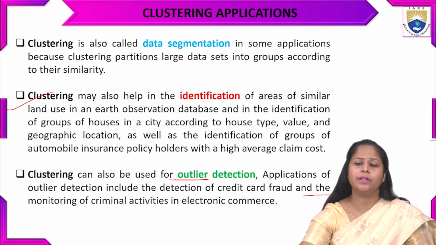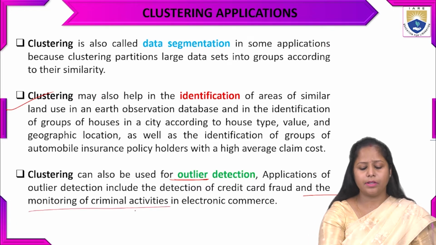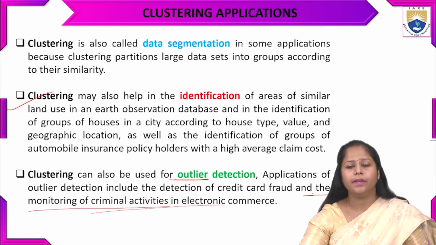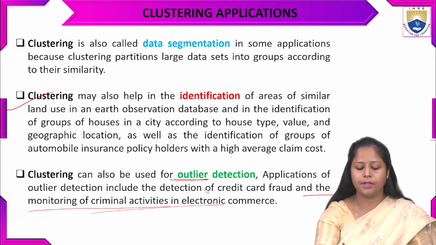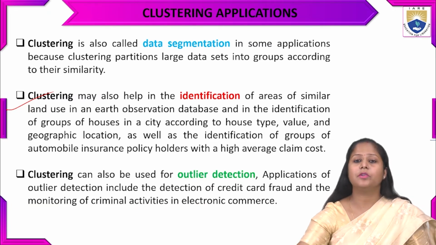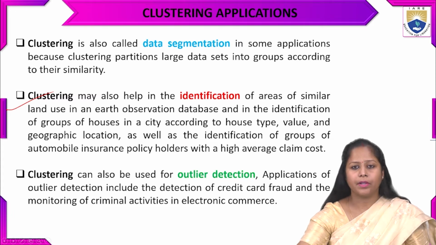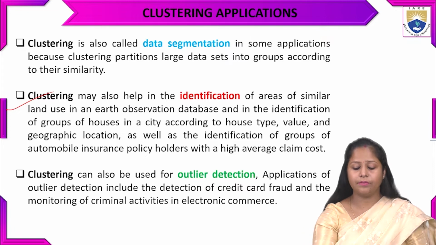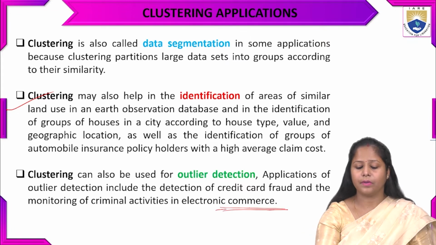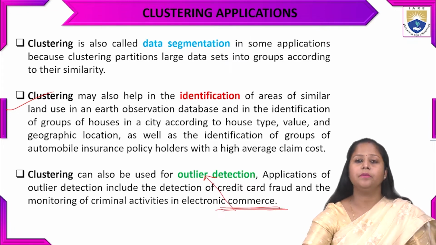So we have to measure that detection, and we need to monitor the criminal activity apart from using the credit card history. There is also the possibility of criminal activities in electronic e-commerce. For that, we can also use the outlier detection method.